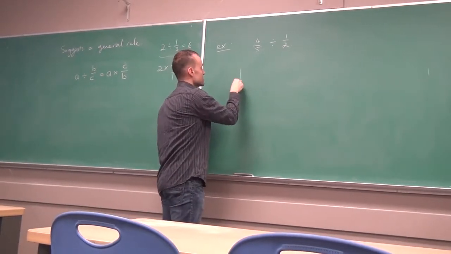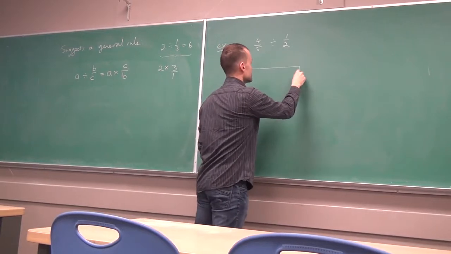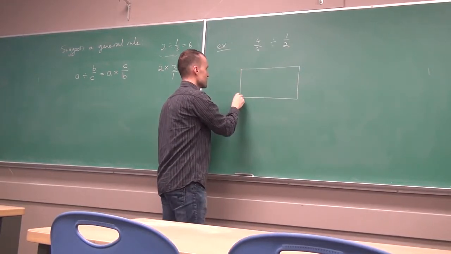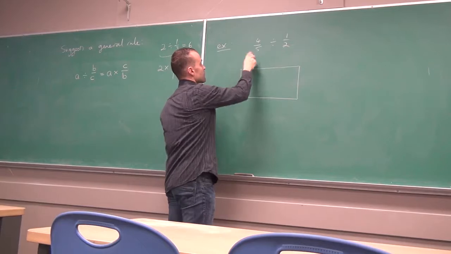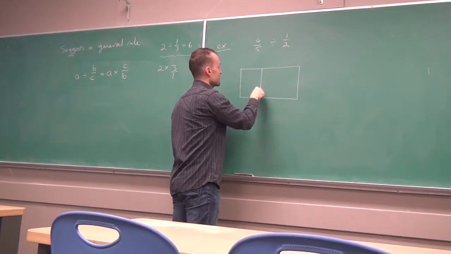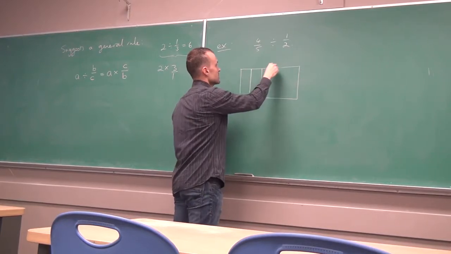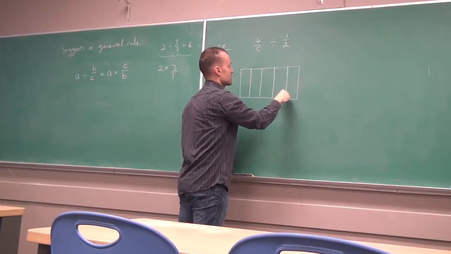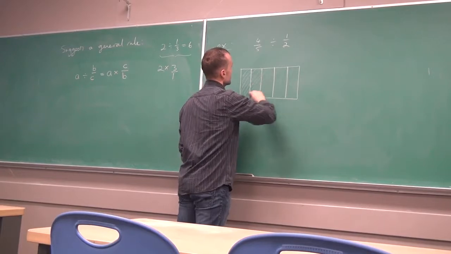So I definitely start with my rectangle. 4/5, so I'm going to have to split this into fifths as equally as I can, but it doesn't matter. This is what I have.